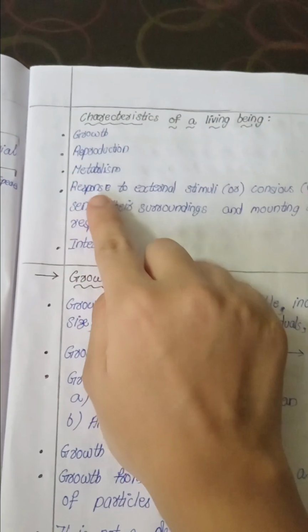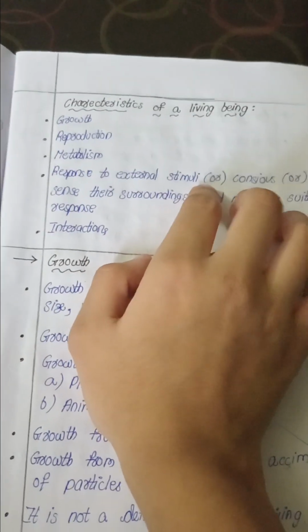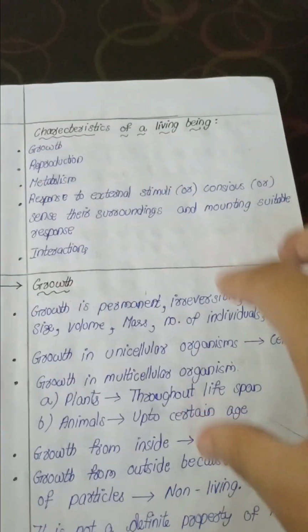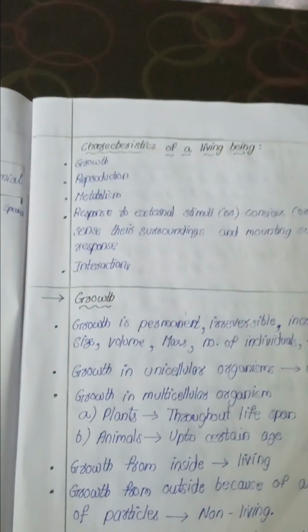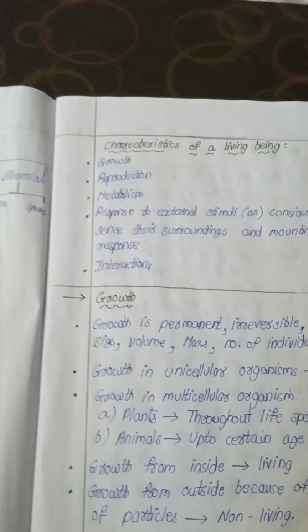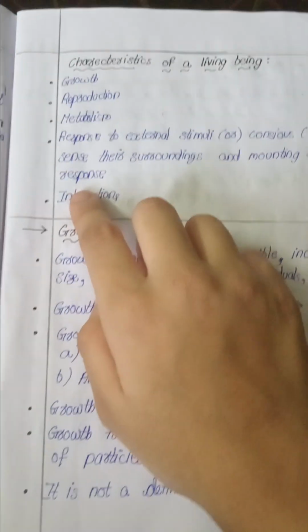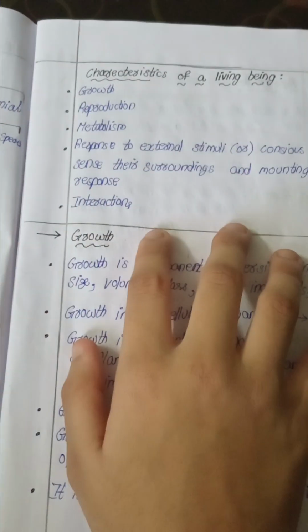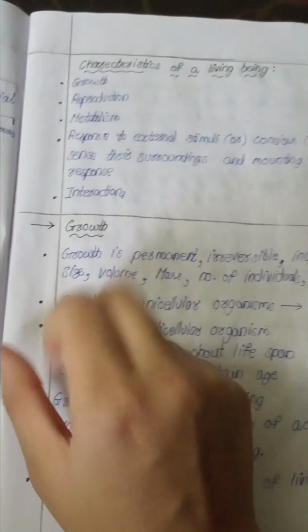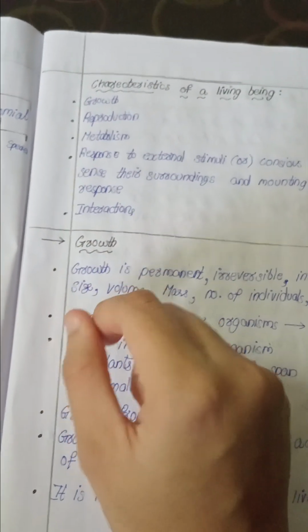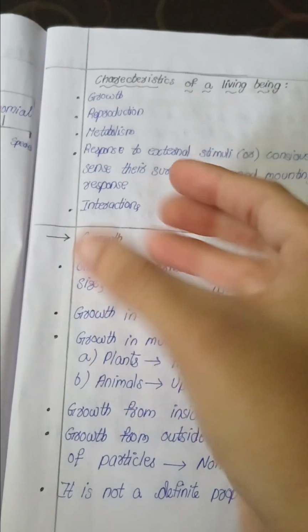So now, the characteristics of a living being: growth, reproduction, metabolism, response to external stimuli, or consciousness, sensing their surroundings and mounting a suitable response, and interactions. First, growth. Like I said, not only in humans, plants also have growth. Like an embryo grows into a huge tree. Is there a difference between an embryo and a tree? Obviously there is a difference, in their size, and the way they look and everything.